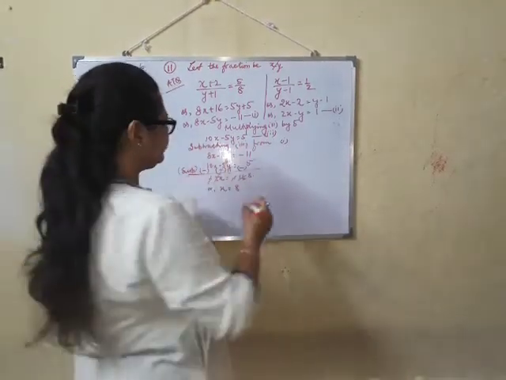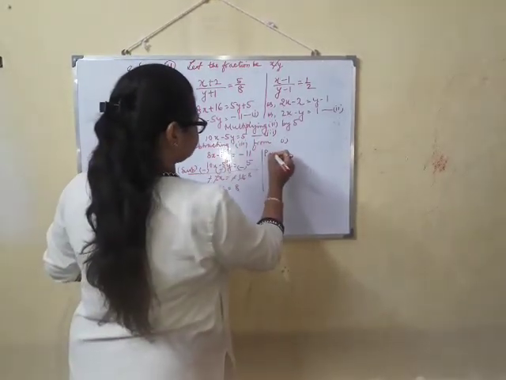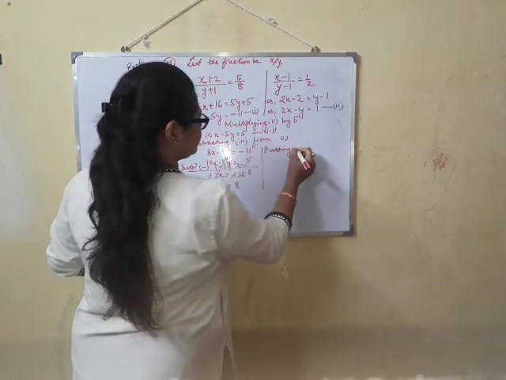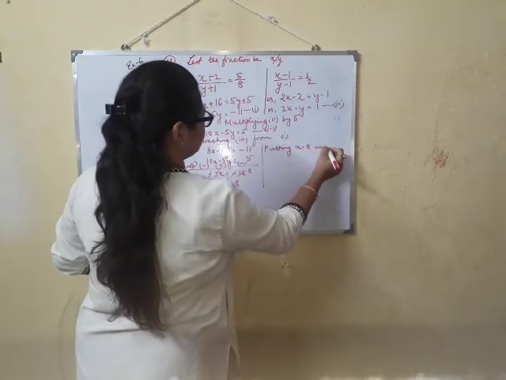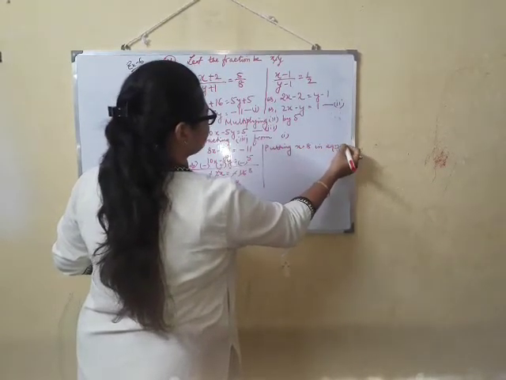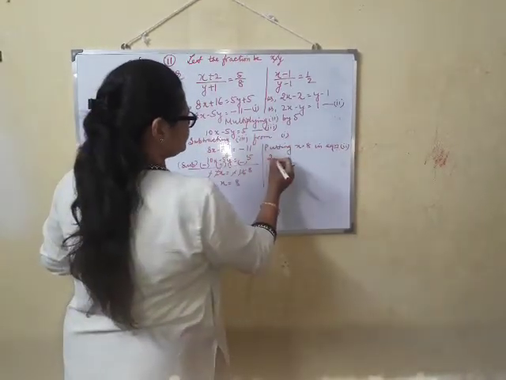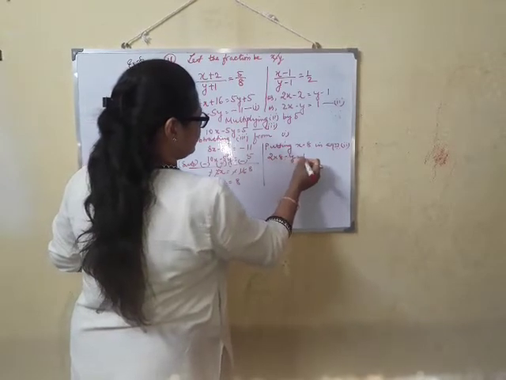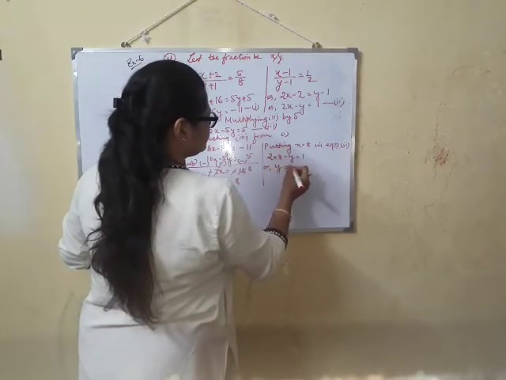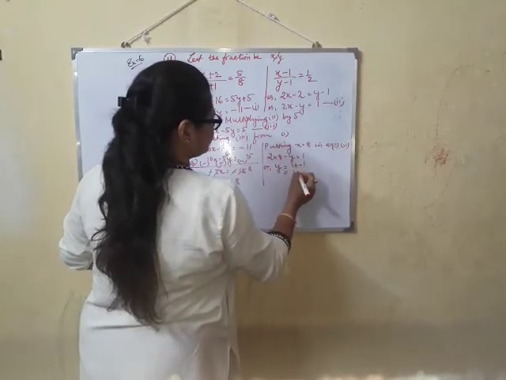So I got the numerator. Now I put x equal to 8 in any one of the equations of your choice. I am putting it in equation number 2. Putting x equal to 8, I get 2 into 8 minus y equal to 1, or y equal to 16 minus 1, which is equal to 15.